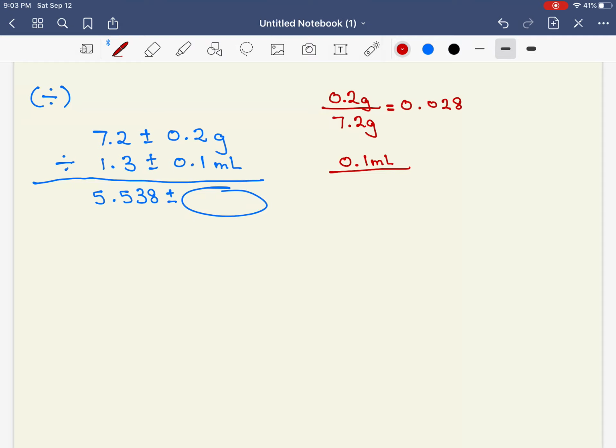Then I'm going to take 0.1 milliliter and divide that by 1.3 milliliter. That will be 0.077. Then I'm going to add these two numbers together, which will give me 0.105. So what am I going to do with 0.105? I'm going to take 5.538 and multiply that by 0.105.